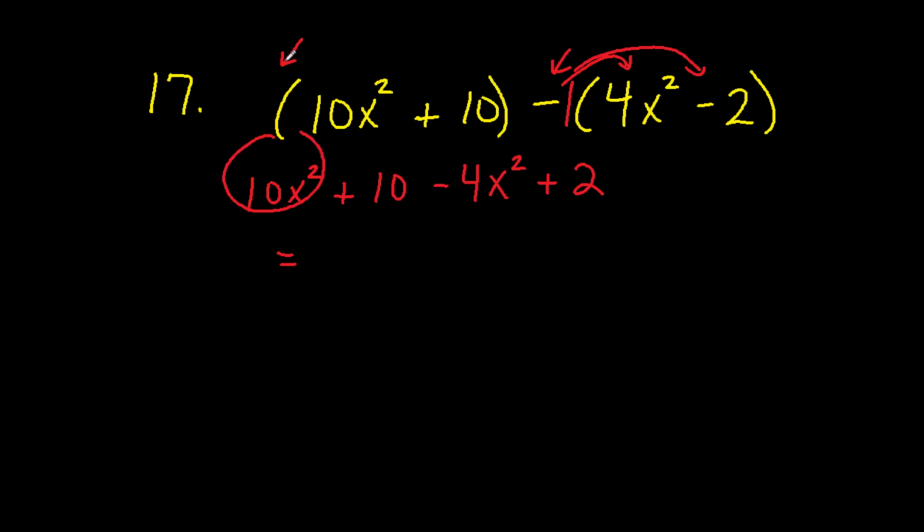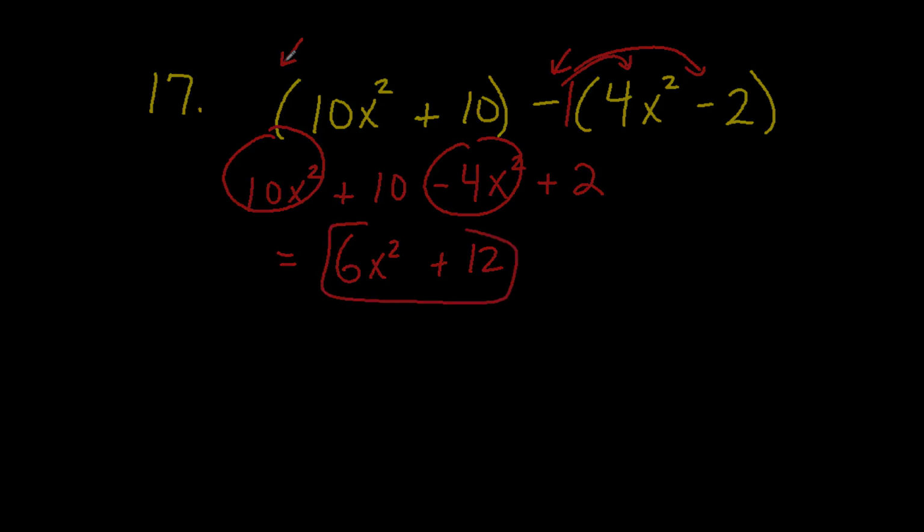Next, we will combine our like terms. So 10x squared minus 4x squared is 6x squared, and 10 plus 2 is 12. So that might look like something you might want to factor, but remember, we never want to factor problems unless they ask us to. This is considered the most simplified answer.